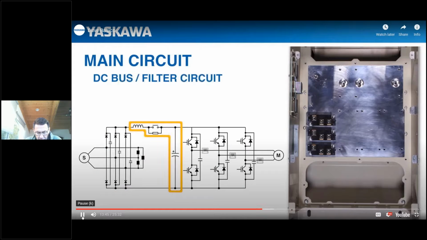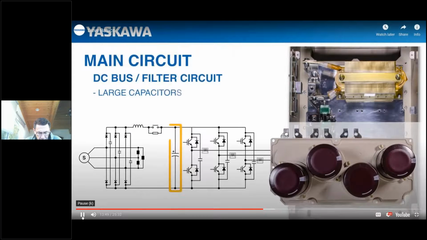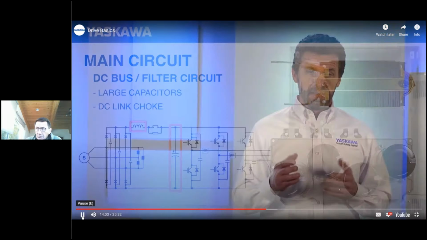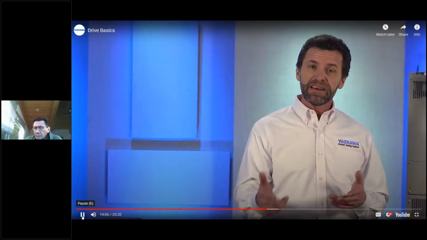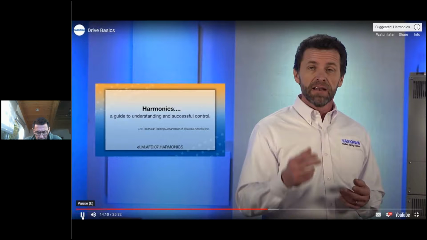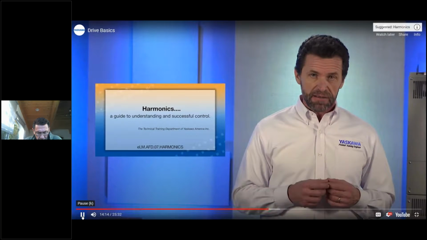The voltage output from the rectifier is then refined by a filter circuit consisting of large capacitors and, in some cases, a DC link choke. In any system using a combination of a rectifier and a filter, capacitors may result in discontinuous current draw. Now, this results in harmonics being reflected back on the incoming line. Yaskawa has a video titled Harmonics that further explains this topic and ways to mitigate harmonics.